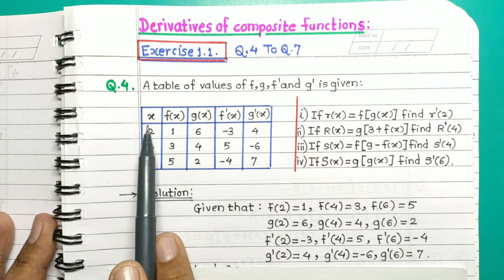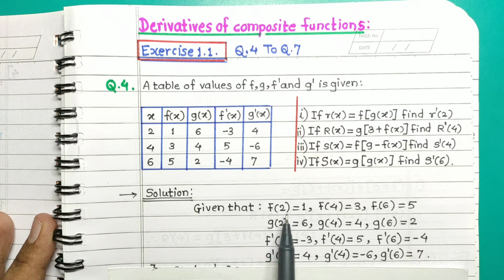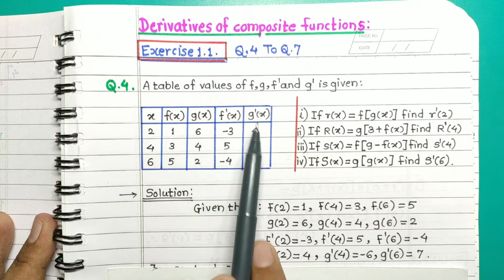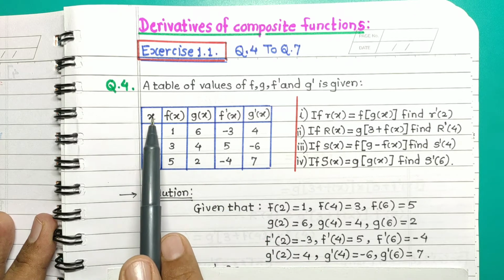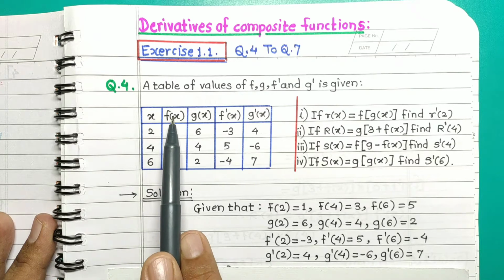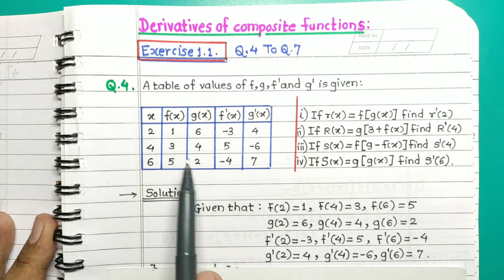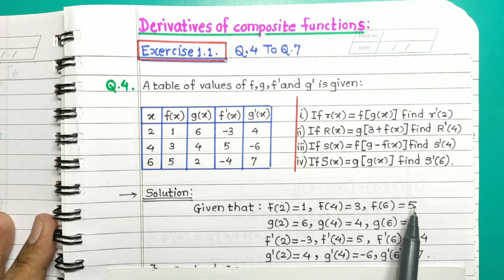See here, for x is equal to 2, f is 1, that means f of 2 is 1. So understand values from the table like this. See, for x is equal to 4, f is 3. That means f of 4 is 3. So you write down f of 4 is equal to 3. Likewise, we have f of 6 is equal to 5.